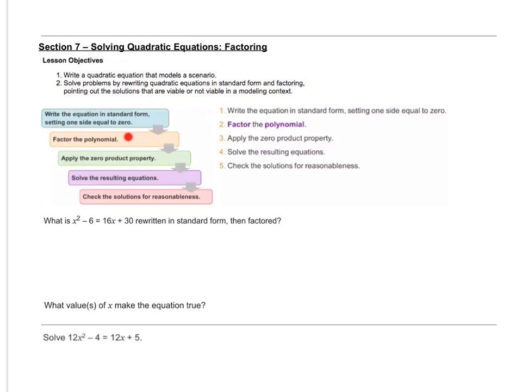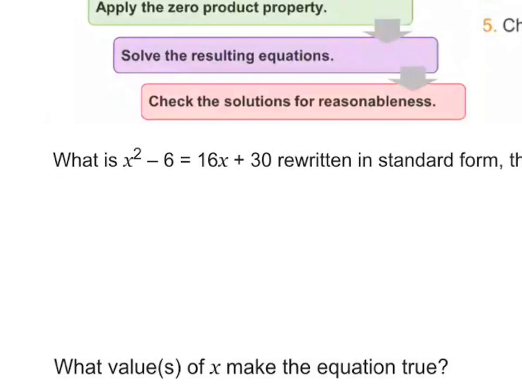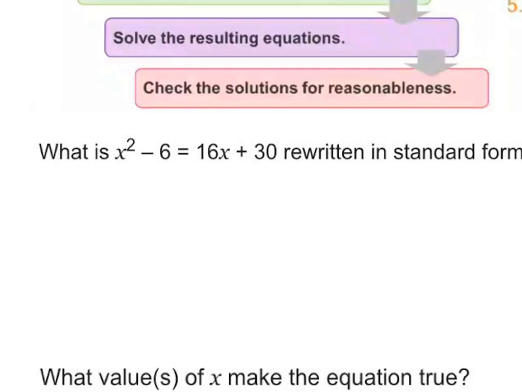What we want to be able to do is write the equation in standard form and set one side of the equation equal to 0, factor the polynomial, apply the zero product property, solve the resulting equations, and then check the solutions for reasonableness, okay? So the first thing I want to do is solve this equation, okay?